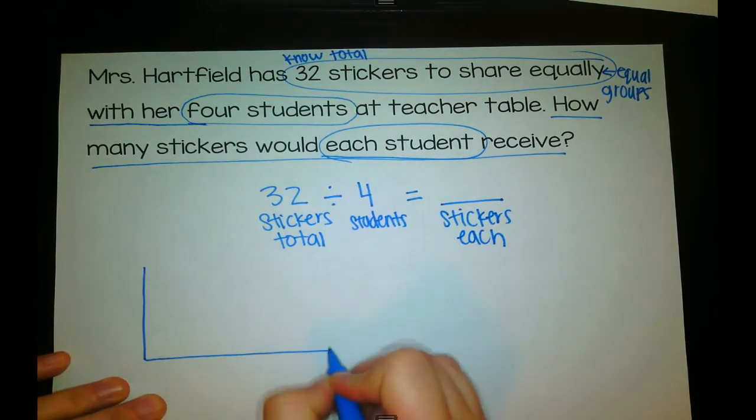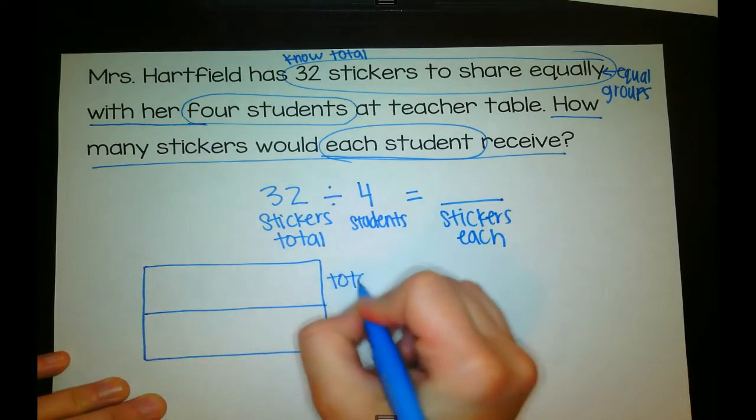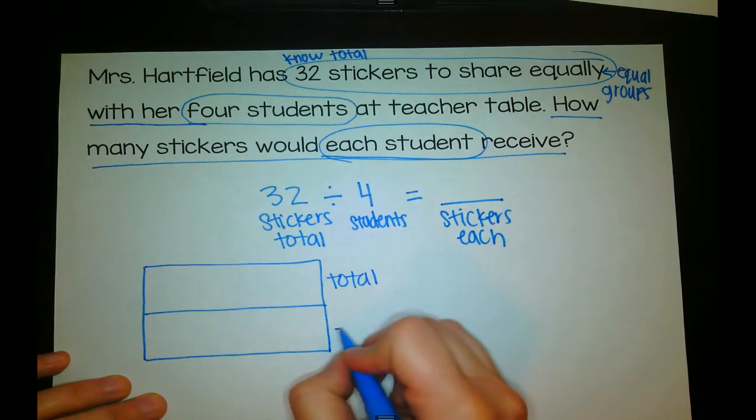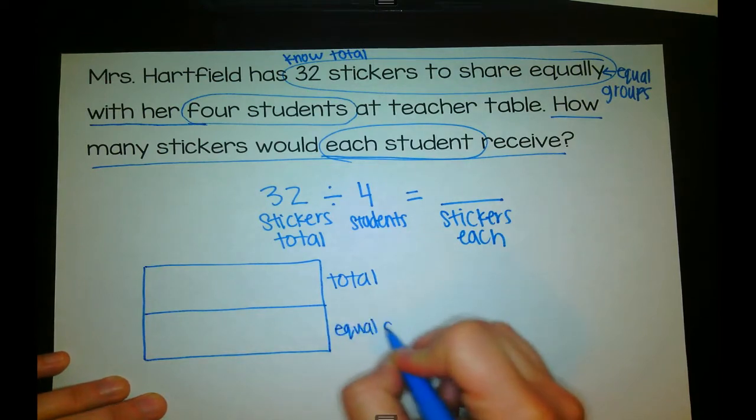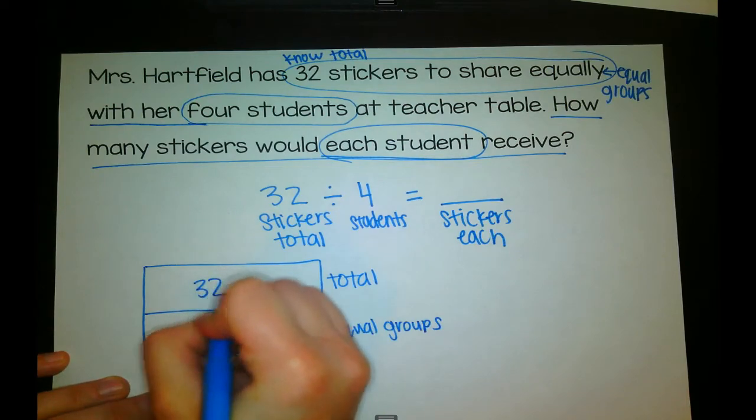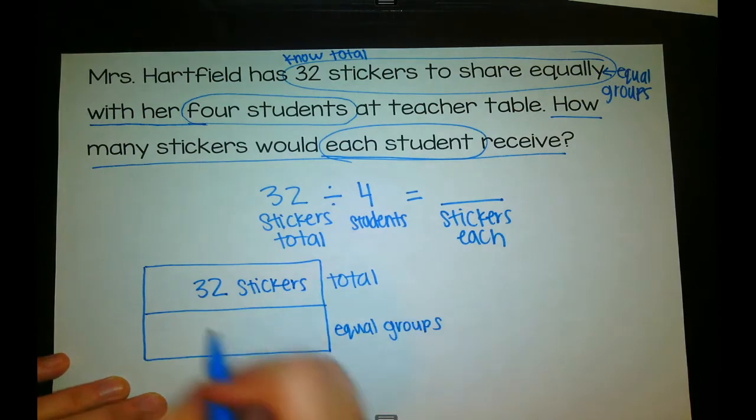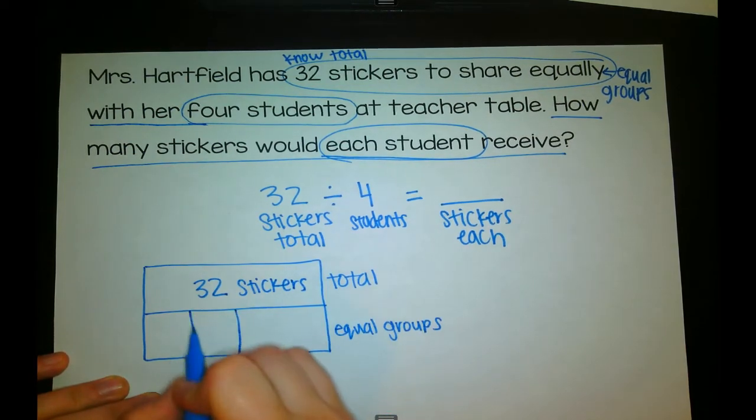Drawing our strip diagram, the total is going to be at the top since that's what I'm starting out with this time, and my equal groups will be at the bottom. My total is 32 stickers, and I'm sharing them equally amongst 4 students.